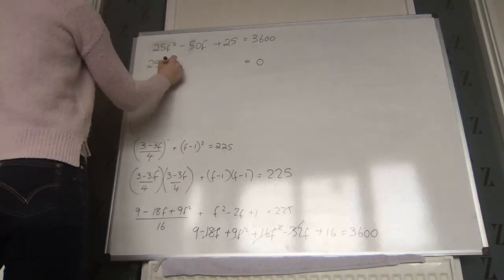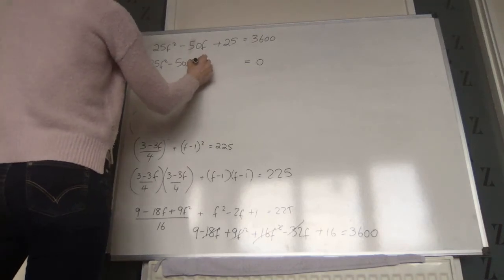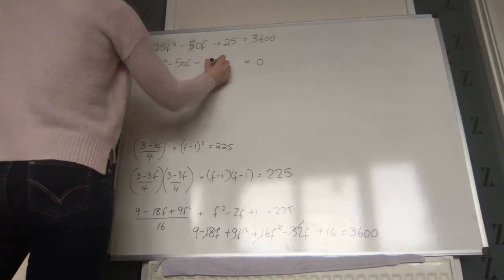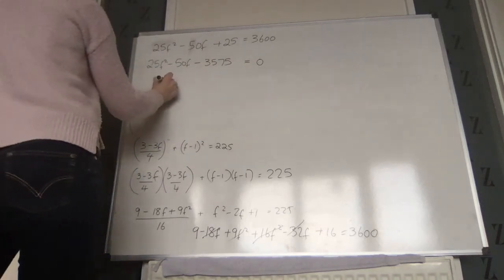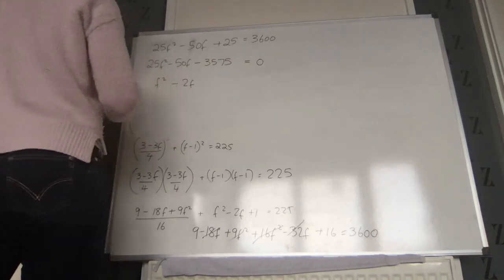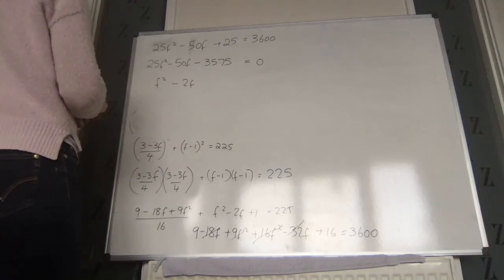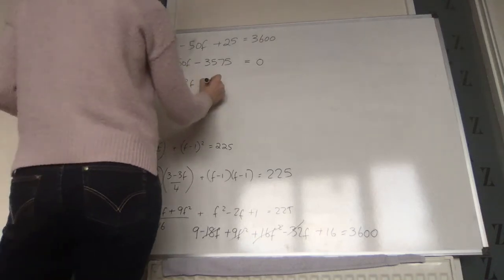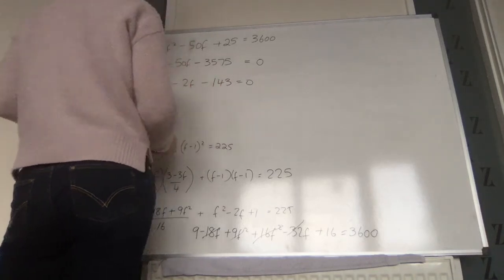25f squared minus 50f minus 3575 is equal to 0. So that's f squared minus 2f, and 3575 divided by 25, should know it, is 143, minus 143 is equal to 0.